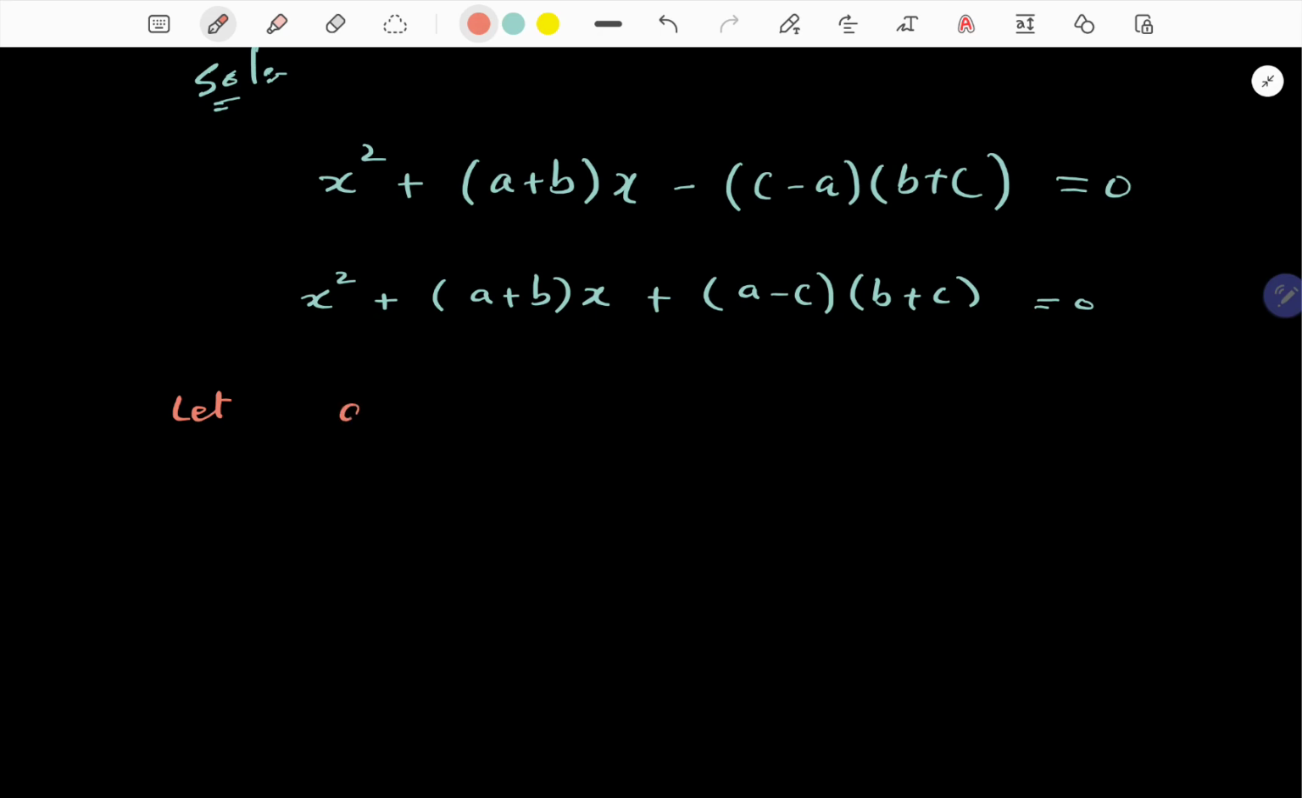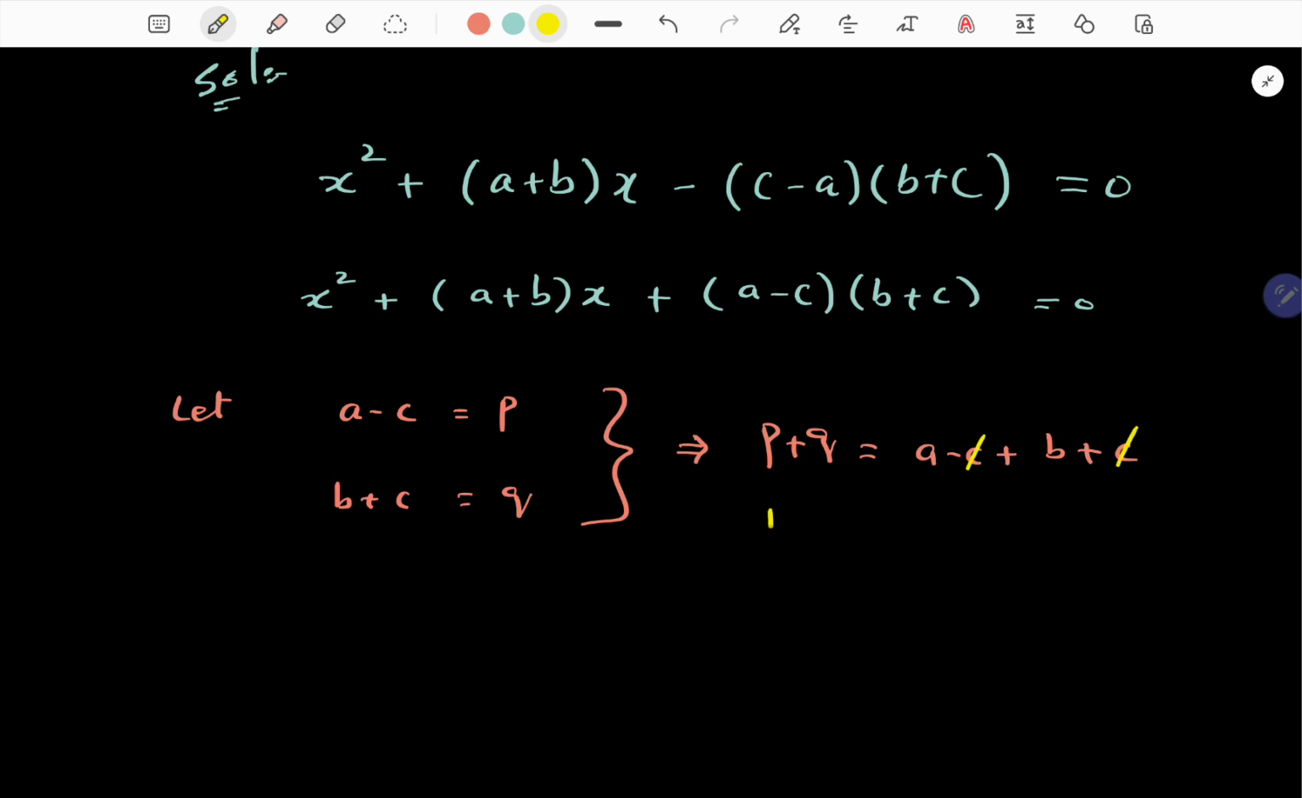Let us assume that a minus c is equal to p and b plus c is equal to q. And from here, if we add up p plus q, it will give a minus c plus b plus c. From here we can see c will be cancelled out and p plus q will be equal to a plus b. So it will become x square plus (p plus q) x plus (a minus c is p) and (b plus c is q).